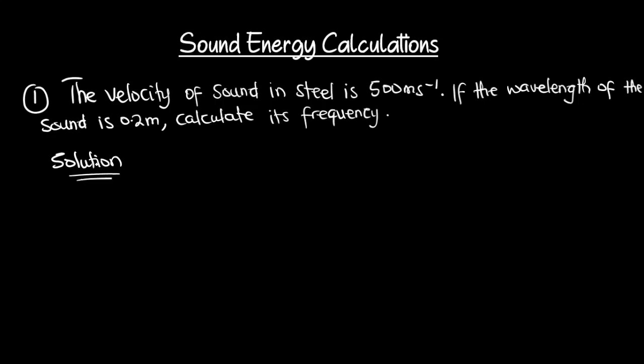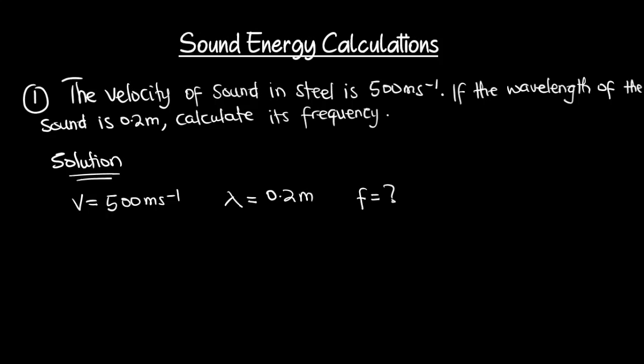So the first thing I will do is to write down the parameters. The question says that I have a velocity of sound in steel to be 500 meters per second, which means my velocity V is equal to 500 meters per second. Now I was told that the wavelength of the sound, which we represent by this, is equal to 0.2 meters. The question is demanding that I calculate the frequency for this particular sound.